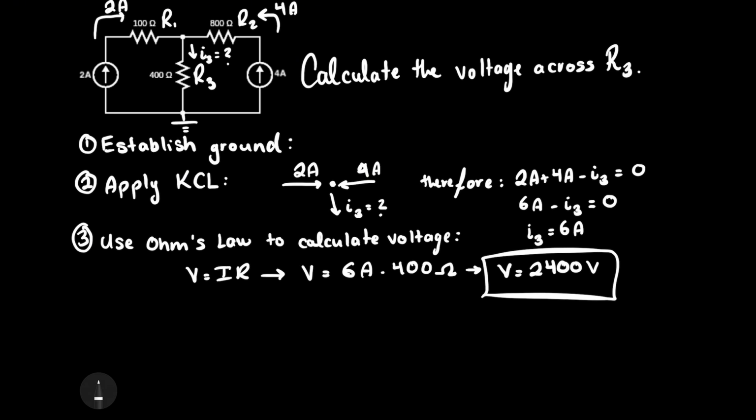And there we have it. First, we established ground at the bottom node of the circuit. Then we applied KCL and isolated that top node with all the incoming and outgoing currents. And then finally used Ohm's law to calculate the final voltage being 2400 volts.